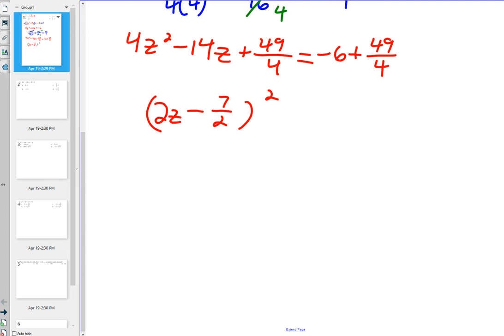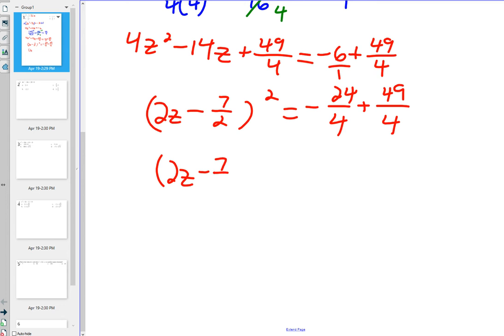Then on this side, since I have a fraction, we need to find the least common denominator. What is the least common denominator of 1 and 4? It is 4. So negative over 4 plus over 4. The second 4 stays the same, so the 49 stays the same. On the first fraction, what do you have to multiply 1 by to get 4? 4. So 6 times 4 is 24. So 2z minus 7 over 2 squared is equal to 25 over 4.